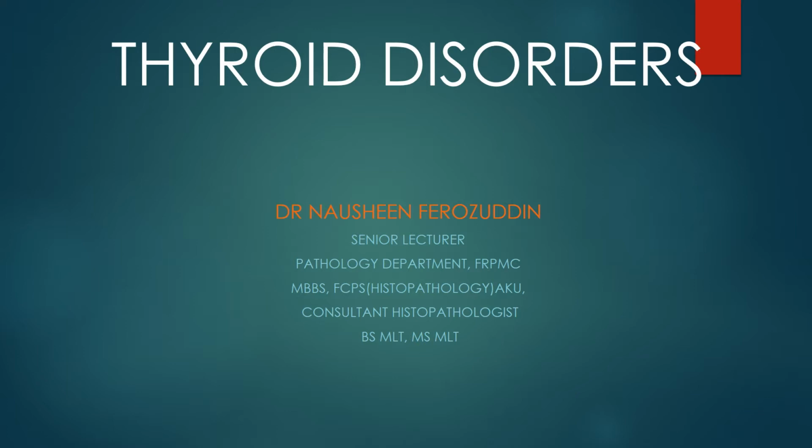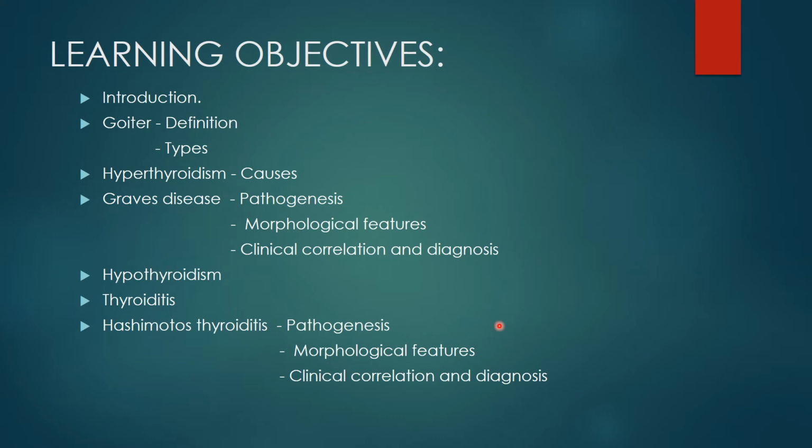Today I am discussing with you a very important topic, that is thyroid disorder. Okay, my dear students, the learning objectives of my presentation include, first of all, a brief introduction of the thyroid gland, its anatomy, its physiology. Then coming to the topic, the disorders of the thyroid gland, which include, first, goiter. We will discuss its types as well.